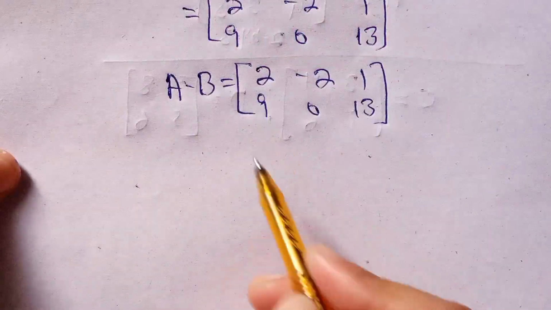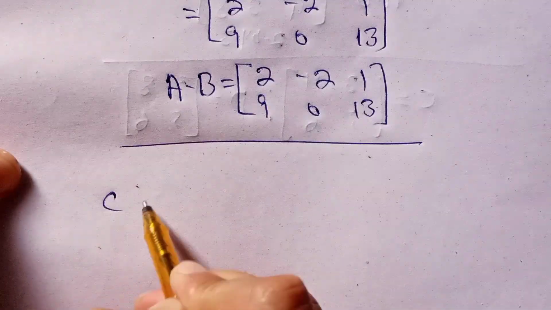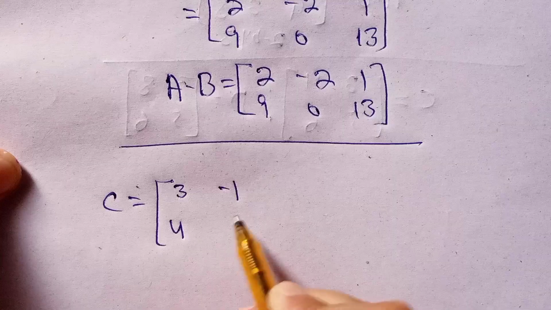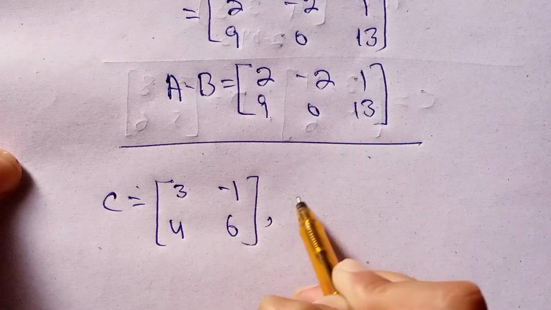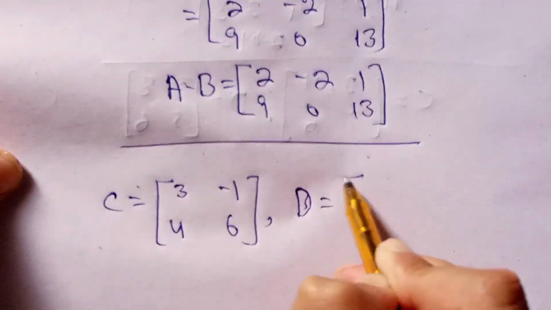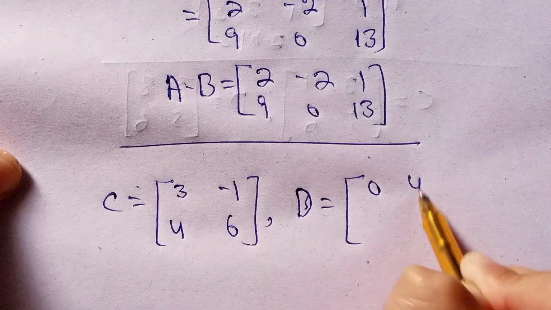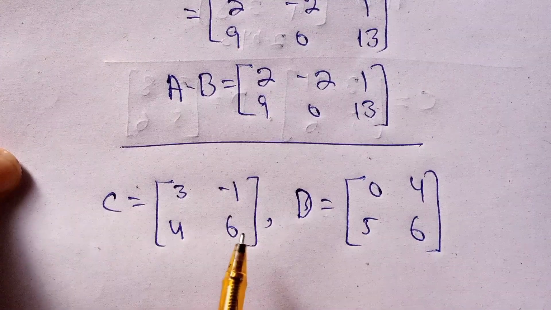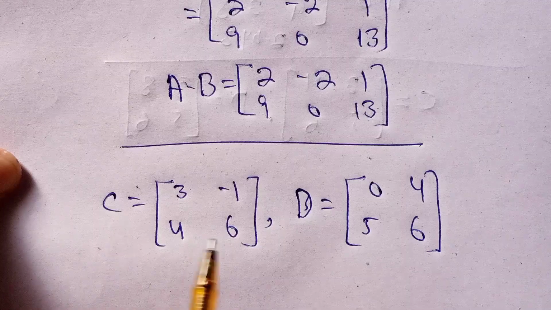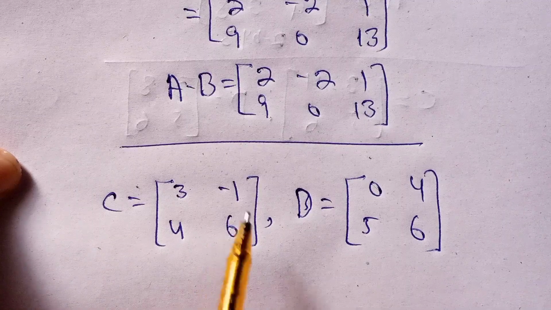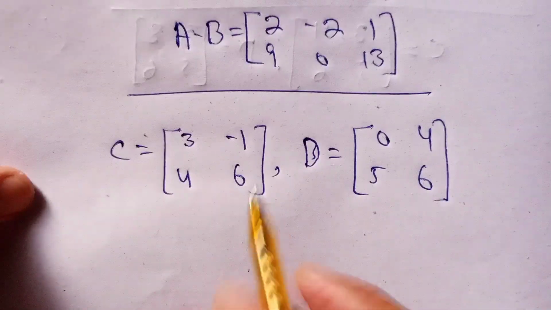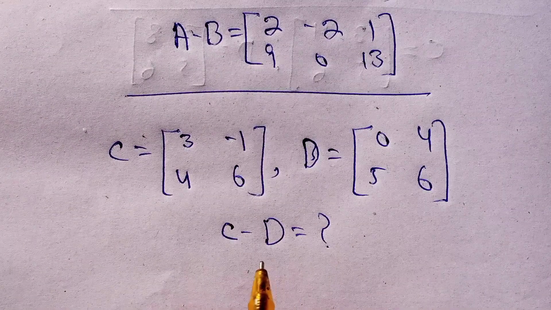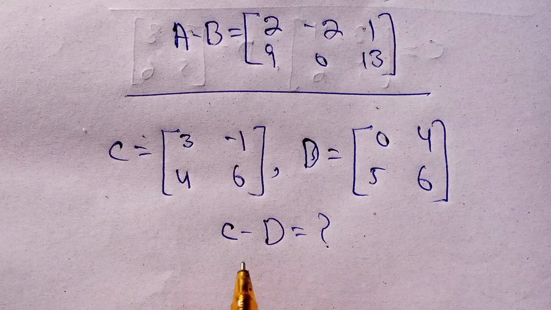Now here is another example. C, which contains the elements 3, negative 1, 4, and 6, right? And D matrix, which contains the elements 0, 4, 5, and 6. Now your task is to subtract D from C, and if you can do it, then write your answer in the comment section. Simply find C minus D. So if you can do it, write yes in the comment section.